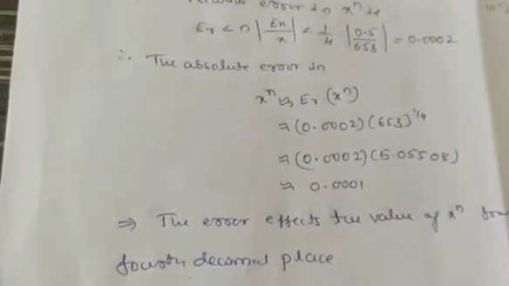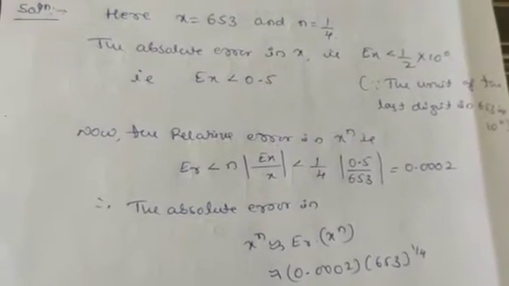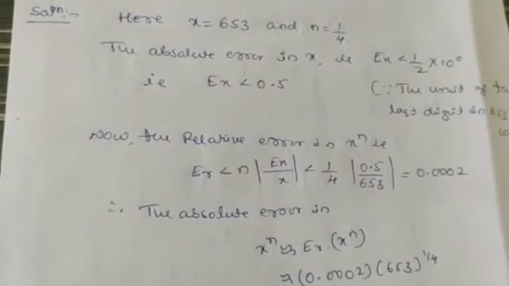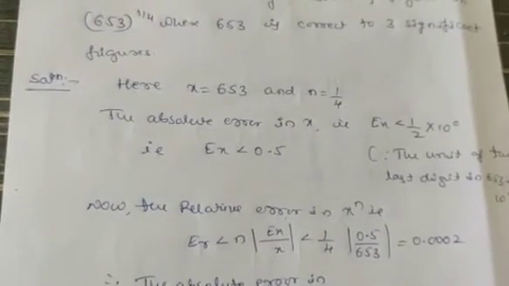I will give you these notes. If you find any difficulties you can ask me. This is exactly the same as the previous example; the only difference is that x is 653 and the power is 1 by 4.